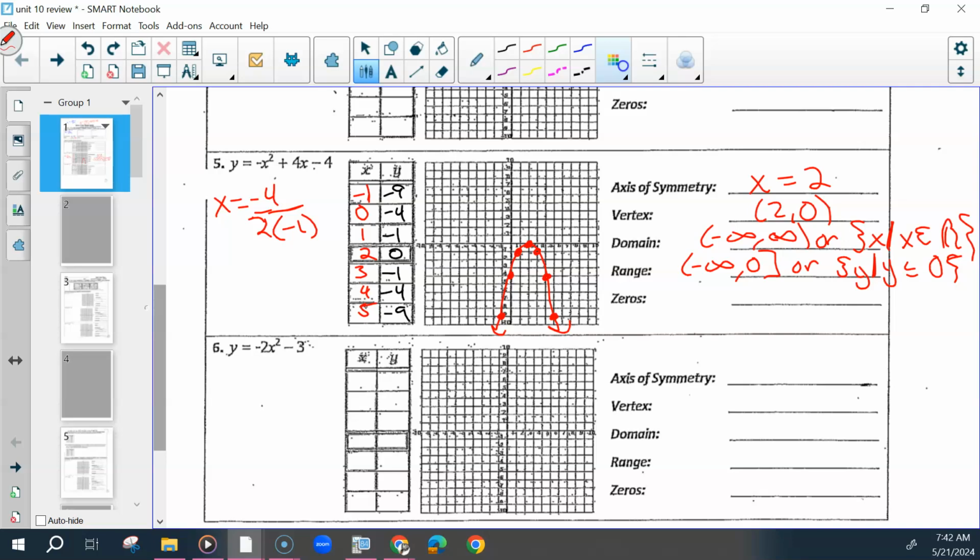The zeros or x-intercepts, where does it cross the x-axis? There's only one place at 2. And this needs to be in curly brackets, whether there's 2 or 1, but it would just be x equals curly brackets 2, the number 2. Do you have any questions on how we find any of those characteristics or how to graph it?